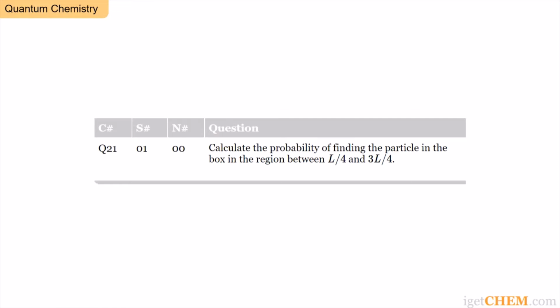The problem is asking you to calculate the probability of finding the particle in a box in the region between L over 4 and 3L over 4. The way your book formulates the particle in the box problem may be different, may have different parameters, but basically the solution boils down to the same thing in every book. So I'm going to quickly go over what this is, and then we can look at the solution to the problem.